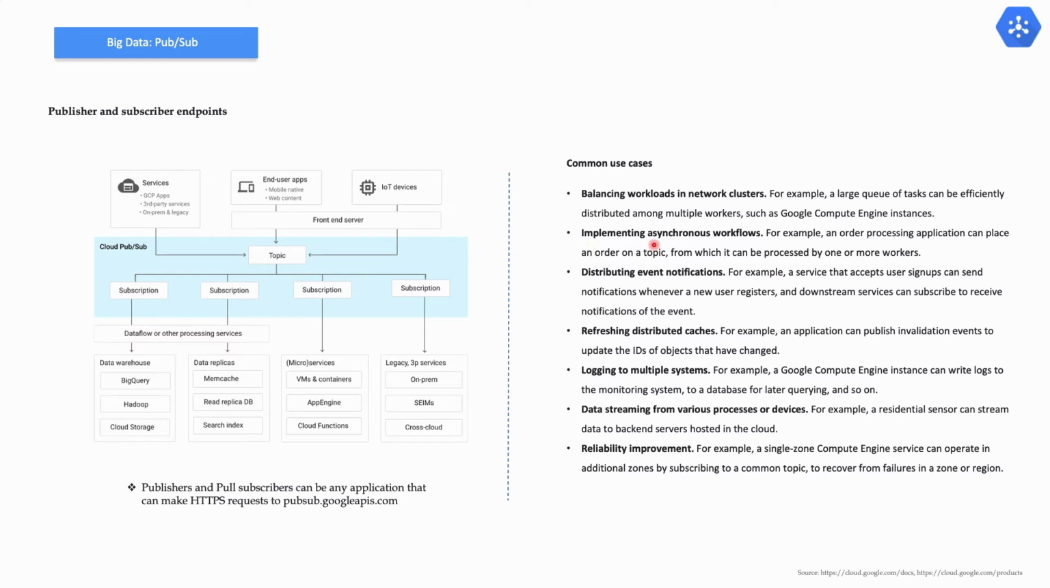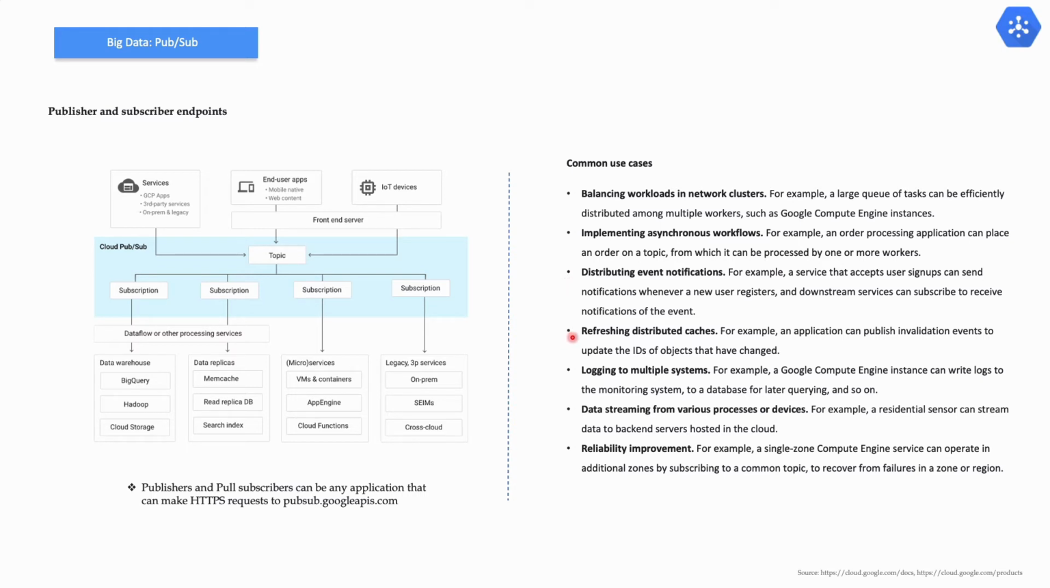For example, an order processing application can place an order on a topic from which it can be processed by one or more workflows. Next one is distributed event notification. For example, a service that accepts user signups can send a notification whenever a new user registers, and downstream services can subscribe to receive notifications of the event.